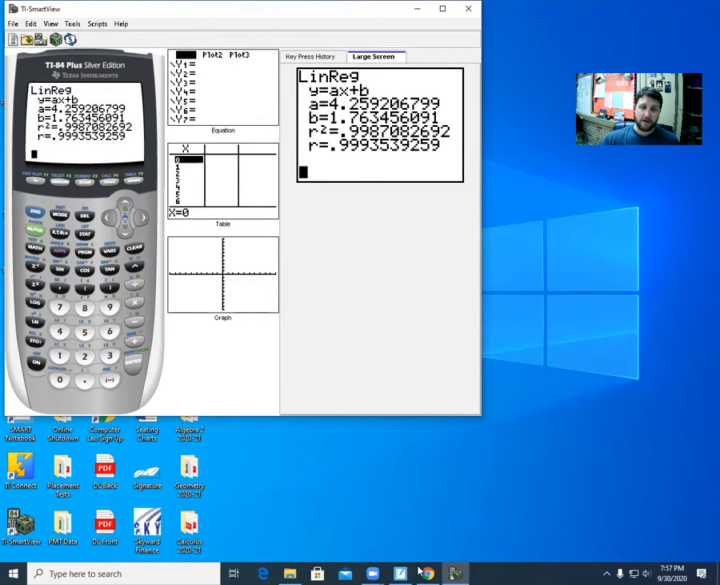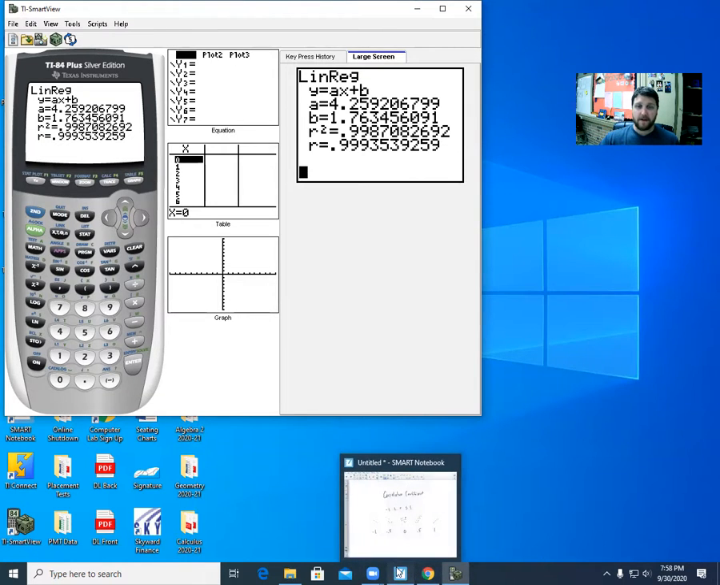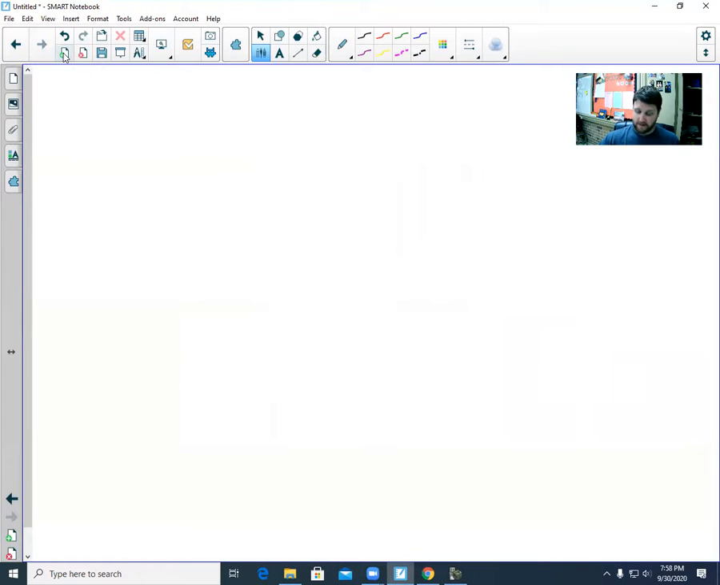Okay, so those are the things that I want you to remember from best fit lines. You can use best fit lines to make predictions. You can use those things to kind of figure out what's going on. Pretty easy.